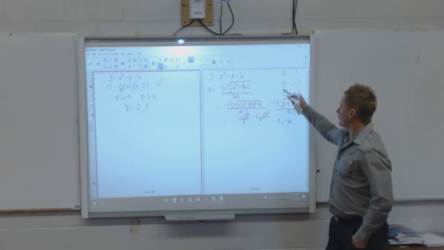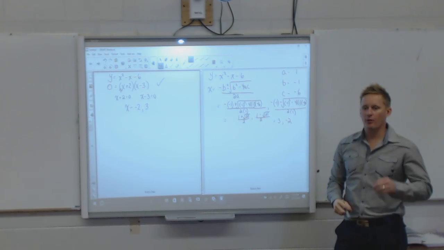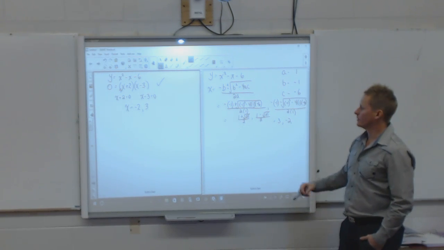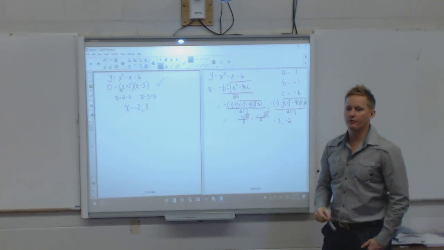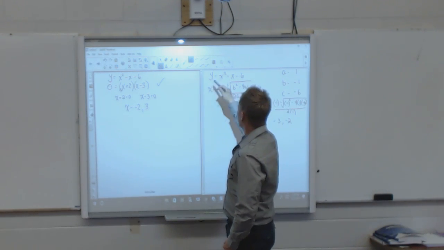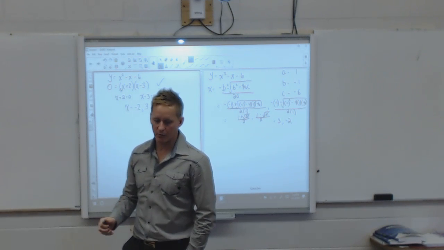To do the quadratic formula, again, you'll be given that formula. You don't have to memorize it. You just have to be able to use it. I've got A, B, and C. I marked those down first. That's from an equation that's in that form right there, that general form.